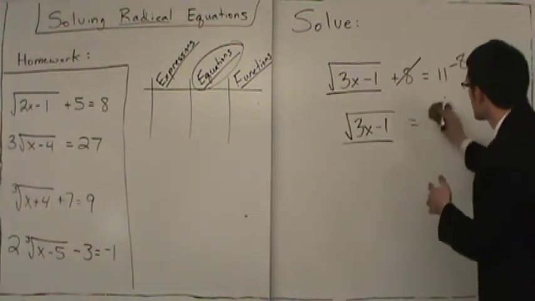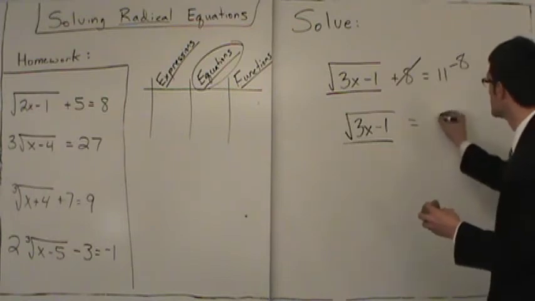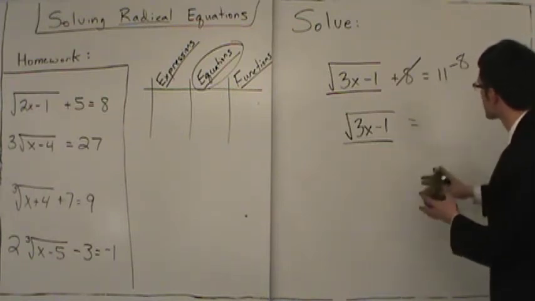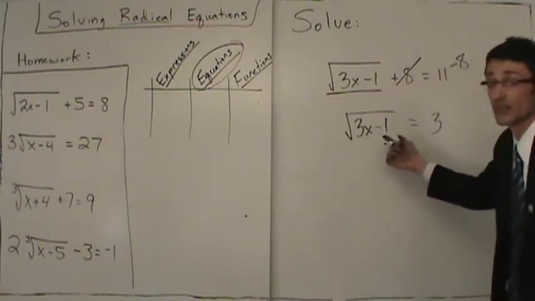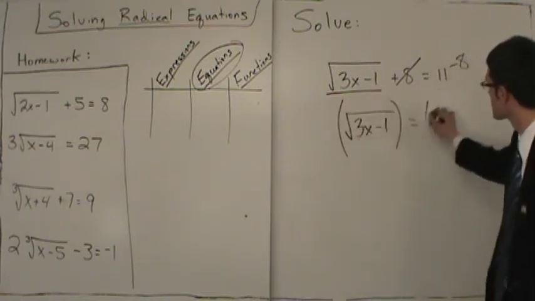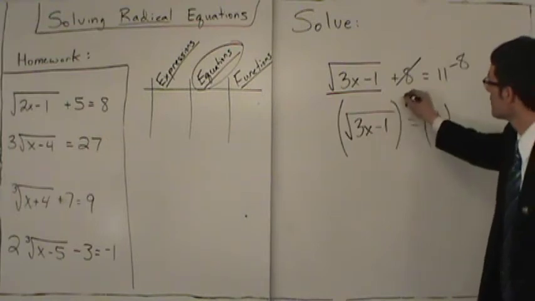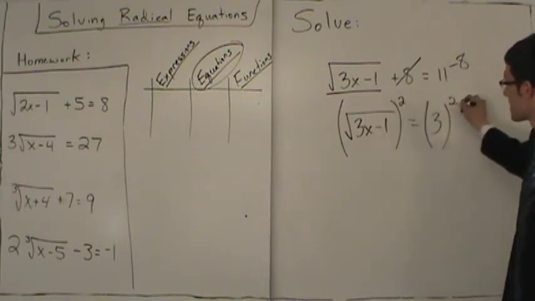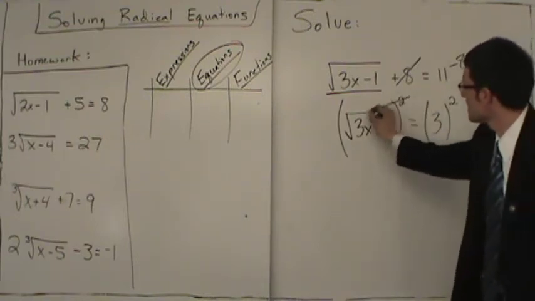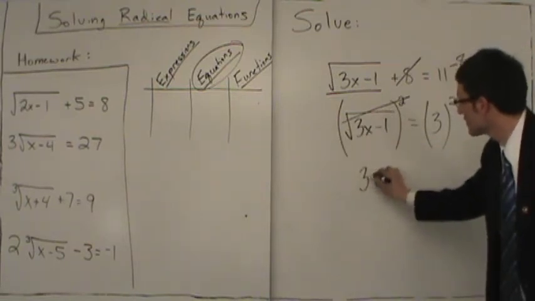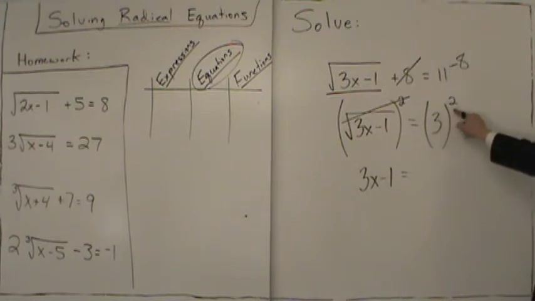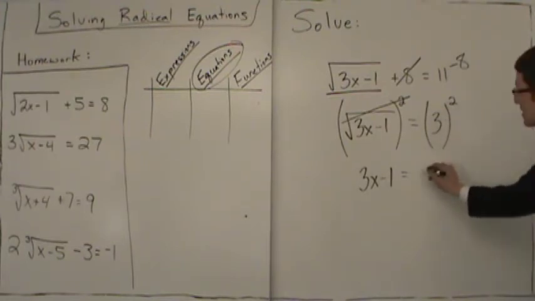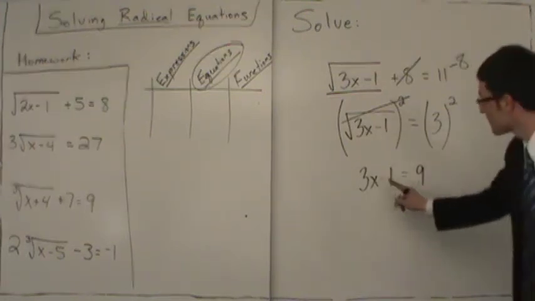We're going to look at no solution examples when you get back into class. But anyway, subtract the 8, we get a 3. And now how do we undo the radical? It's pretty simple. Put parentheses around both sides. How do we undo a square root? We square both sides. When you square a square root, it cancels out, leaving just 3x minus 1 equals, and now square the 3. This is not 6, this is 3 times 3, which gives what? 9.